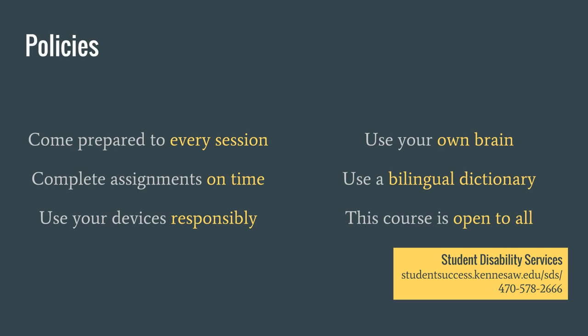Okay? Do please use your own brain and use a bilingual dictionary to complete your assignments. Do not use Google Translate or Reverso or any other automatic translator or another person. If you do so, it's considered a breach of academic integrity, and you could, at the very least, fail the assignment, probably fail the class, and possibly be suspended from school. Okay? We consider this to be a very important breach of academic integrity.